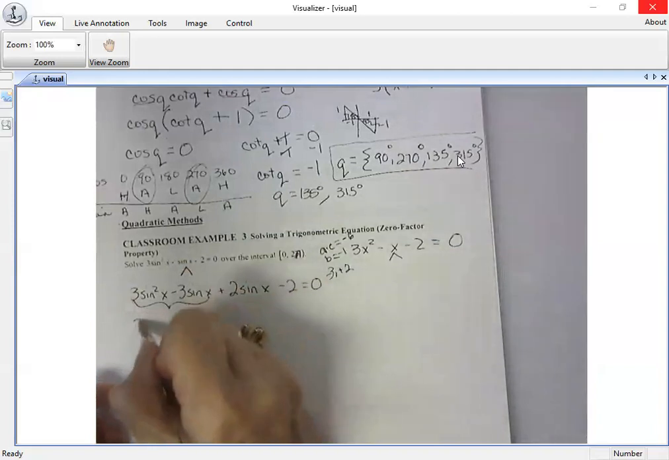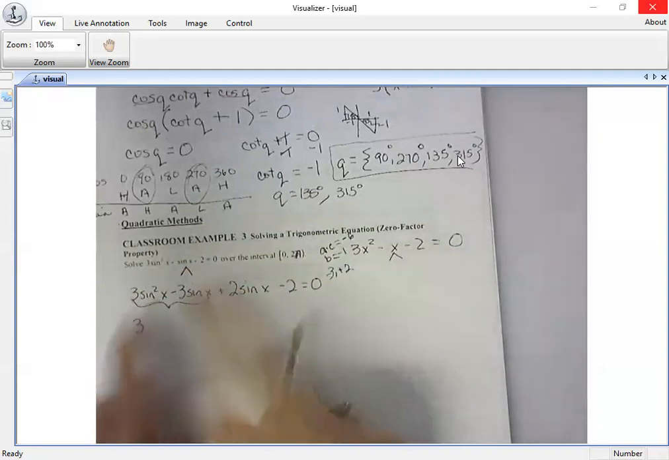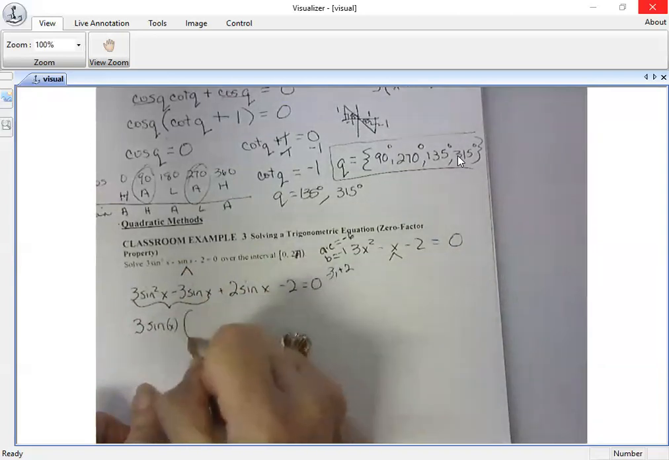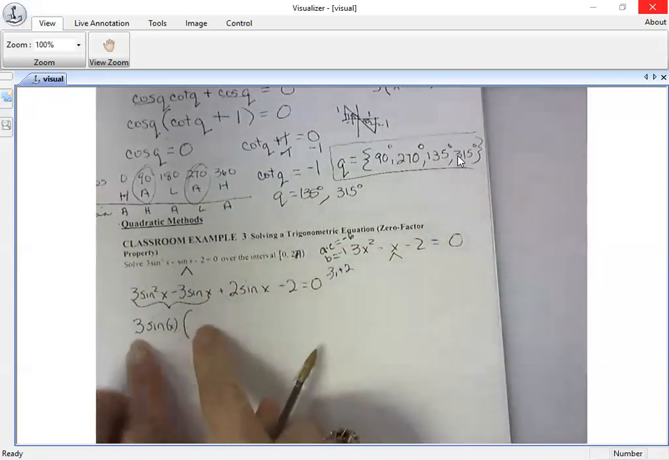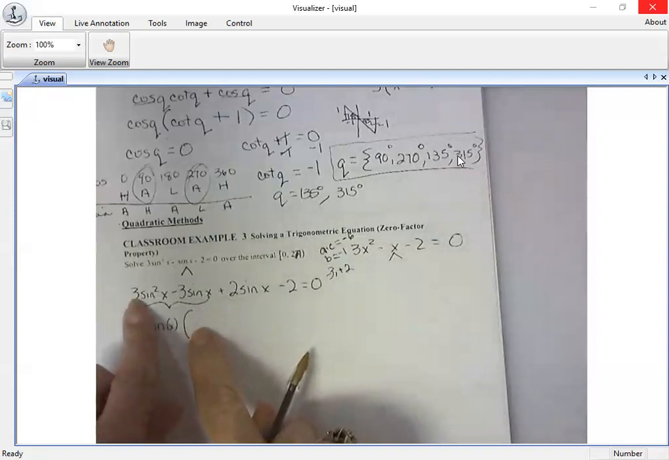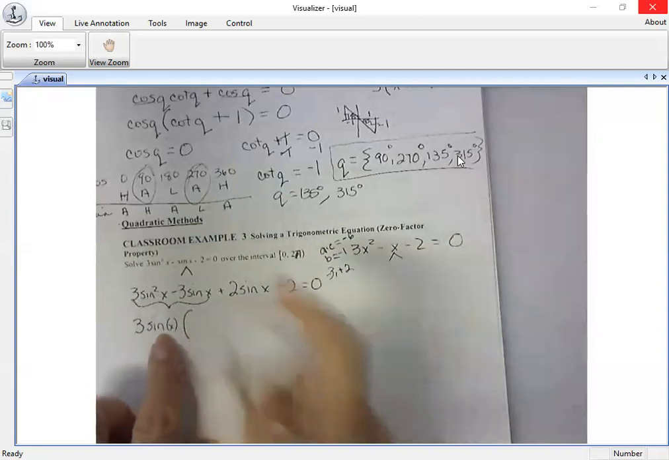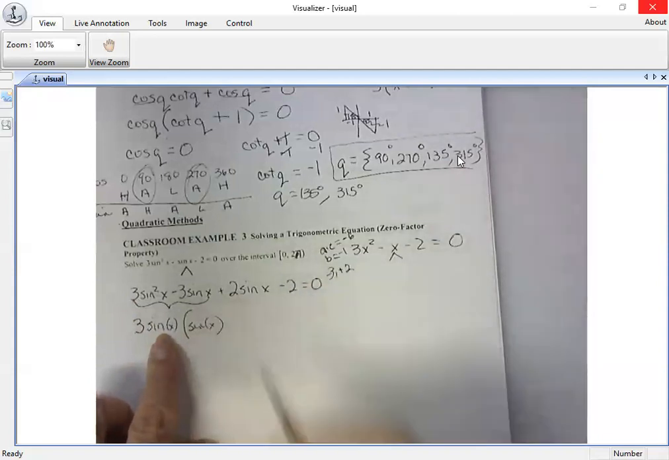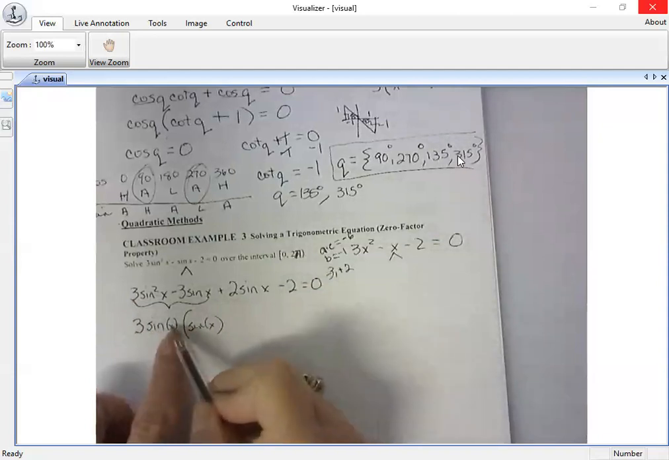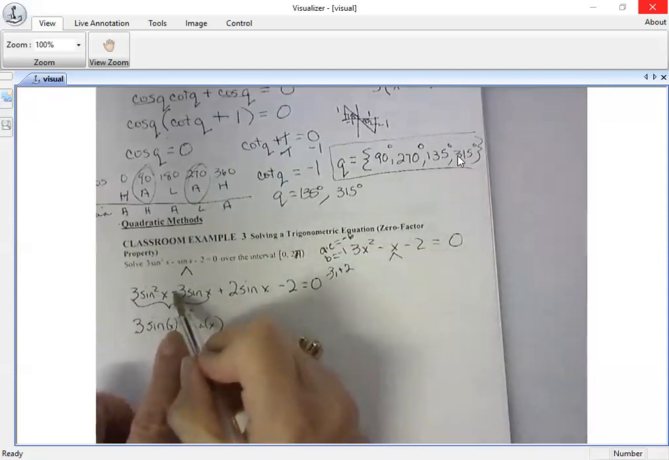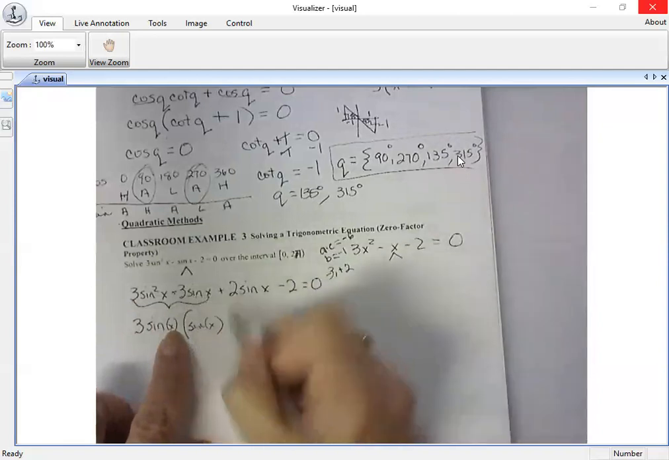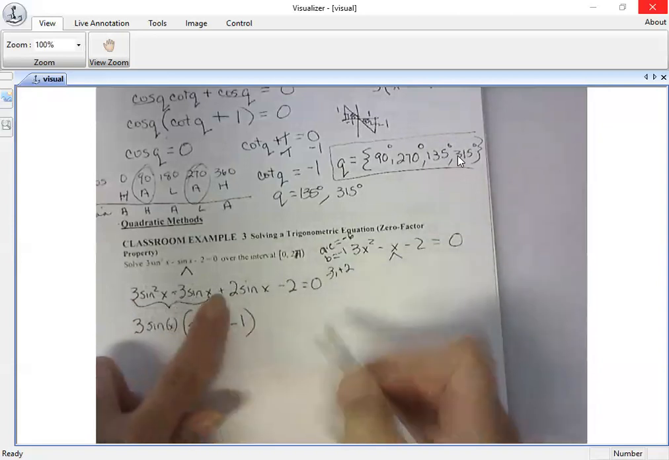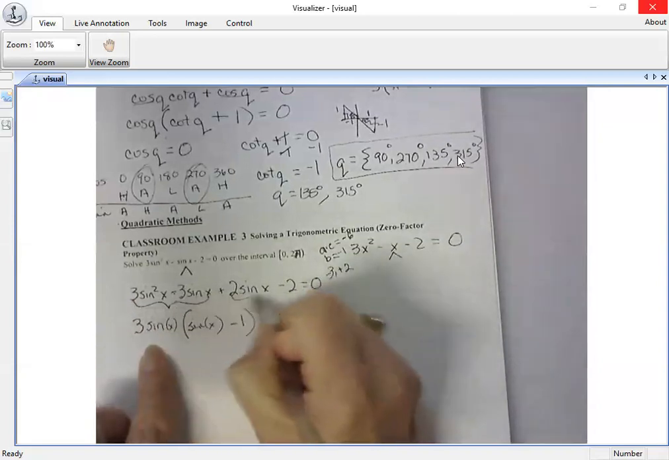I've got a 3. What else do I have that's in common? Sine of angle x. Okay. Now, in parentheses, what would this have to multiply by to give me 3 sine squared of angle x? I need another sine of angle x, don't I? Okay. And then 3 times the sine of angle x times what gives me minus 3 times the sine of angle x? Minus 1. Good. Okay, taking care of the first pair. Now I need my plus sign, and let's look at the second pair.